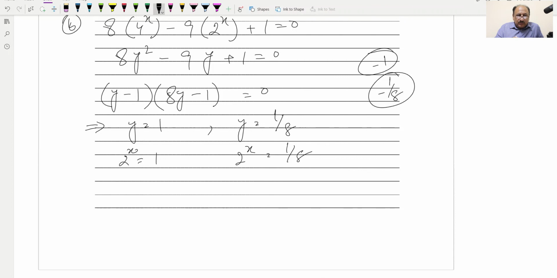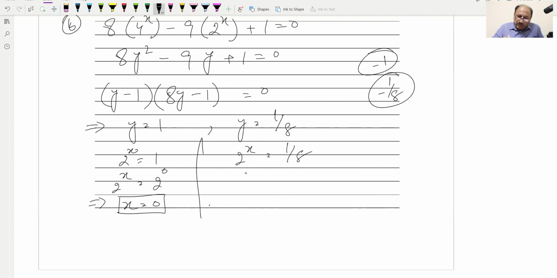It means x will be equal to 0. It means 2 raised to x is equal to 2 raised to 0, and this implies x is equal to 0. One answer.